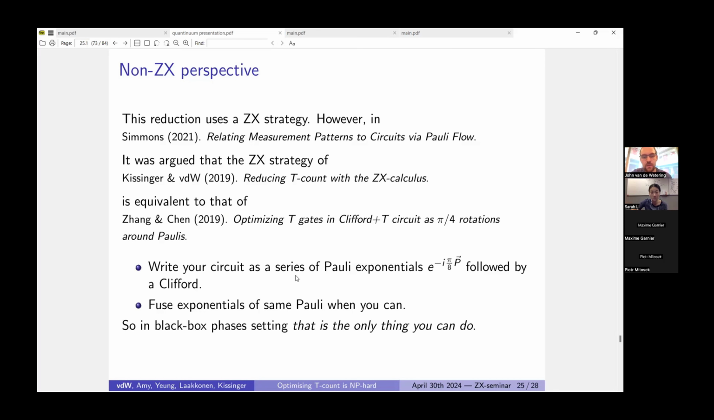So this suggests that if you write your circuit as a series of Pauli exponentials, followed by some Clifford circuit, and then you just fuse exponentials of the same Pauli whenever you can, so whenever you can commute them past Pauli exponentials that they commute with, this will merge your parameters. And this suggests that in a black box setting this is the only thing you can do. So this is the optimal circuit rewriting strategy if all you care about is merging parameters of a parametrized circuit. Again, assuming these conditions on your reductions and on your parameters.